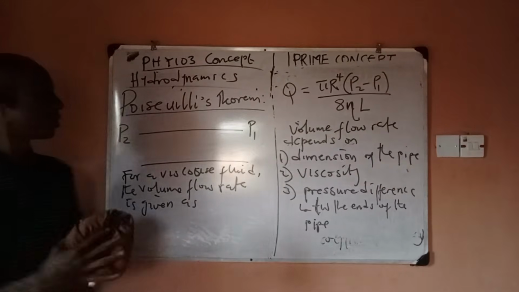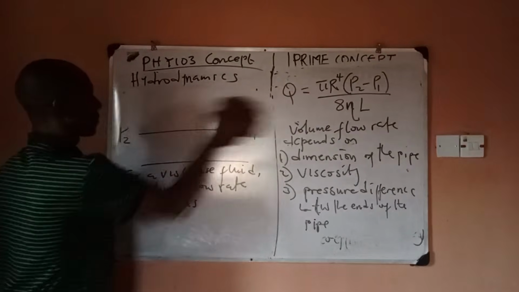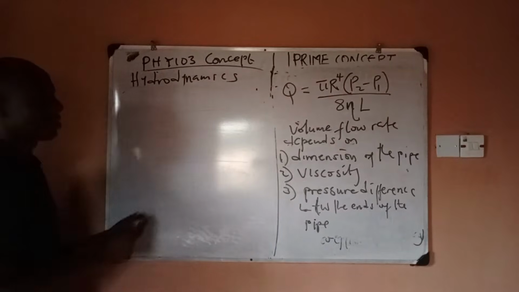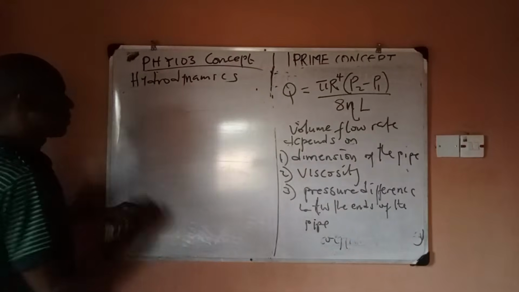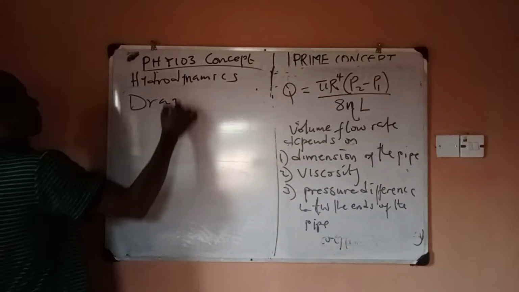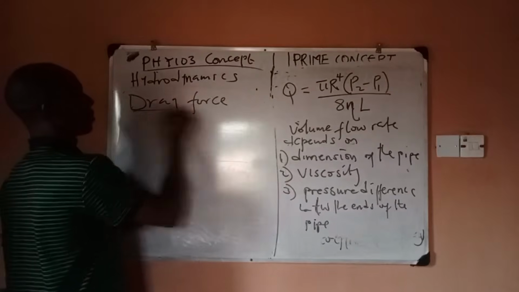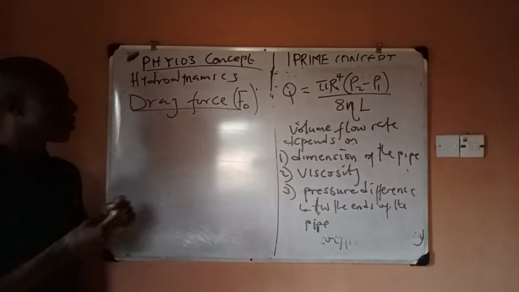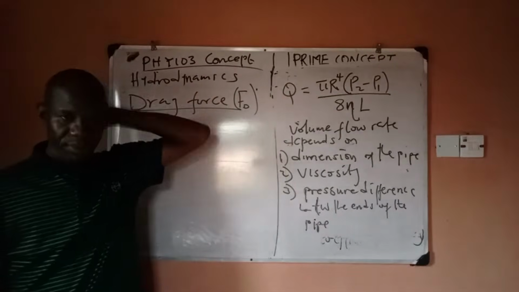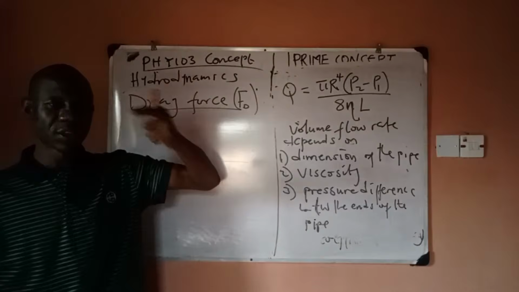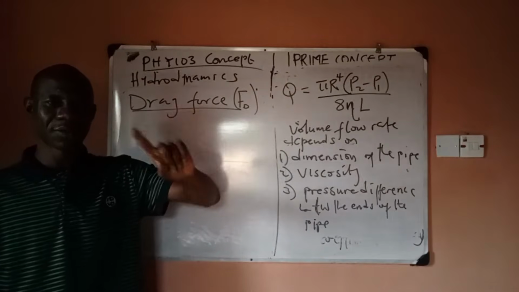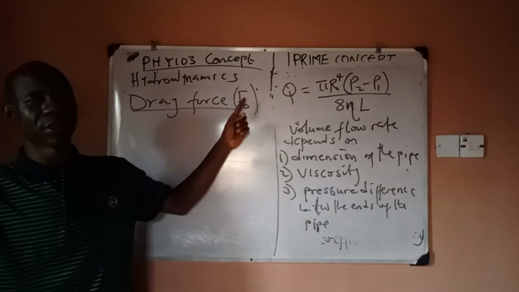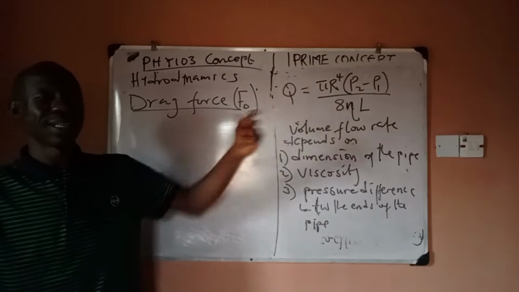Then the last two things we want to look at. The last two things we want to look at is what we call drag force. So FD is what we call drag force. So what is drag force? Drag force is actually similar to viscosity, but it is not the same. Don't confuse them. It's similar. Drag force is also internal friction. Viscosity is also what? Internal friction.